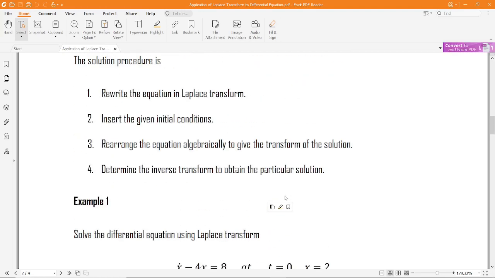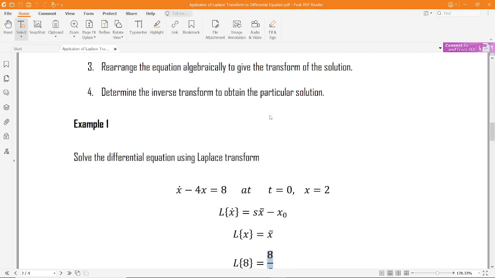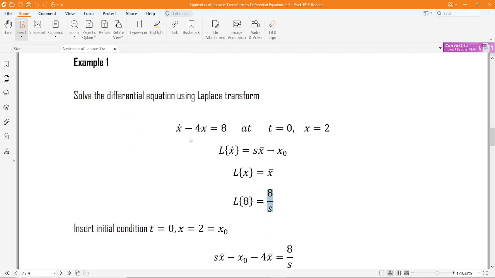So the first step, like I said, is to rewrite the equation in Laplace form. We have the equation here. And we know that the transform for the first derivative of x is x bar minus x naught, which is this. And the transform for x is x bar. And for a constant, from our standard transform that we have already, the transform for a constant is the constant divided by s, which is what we have here.